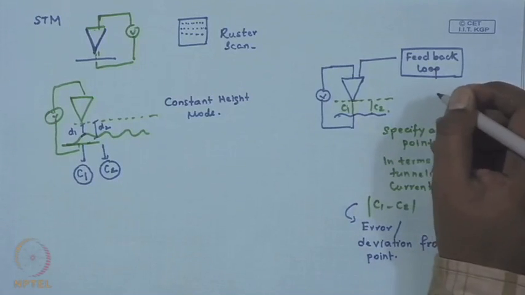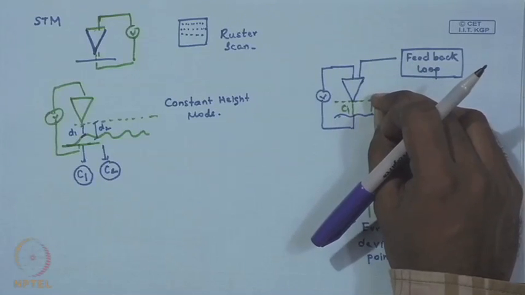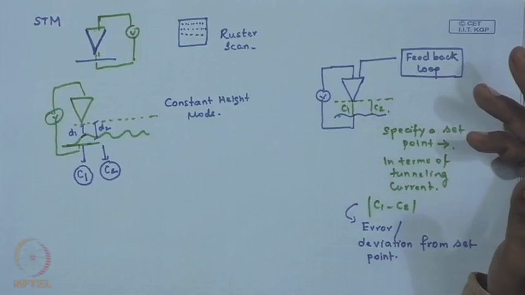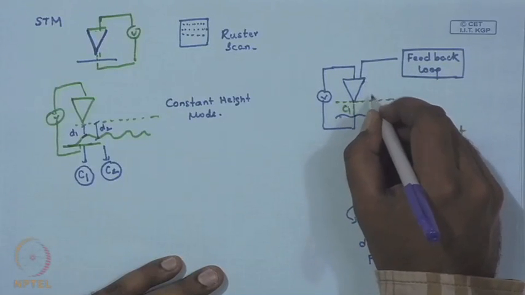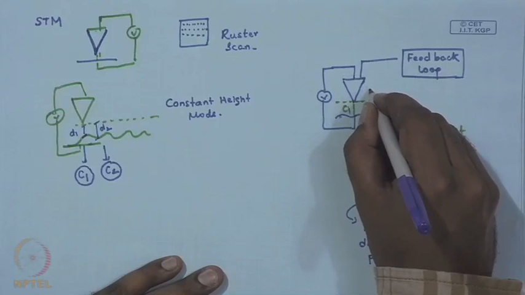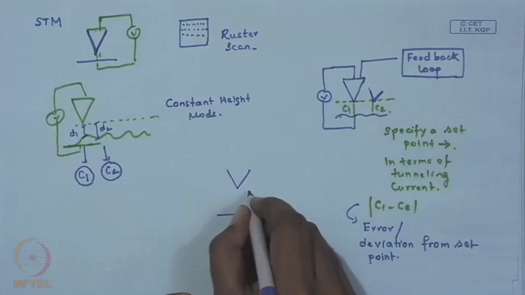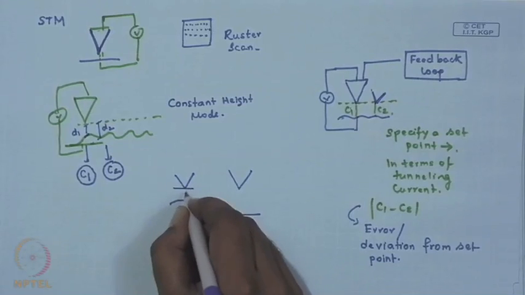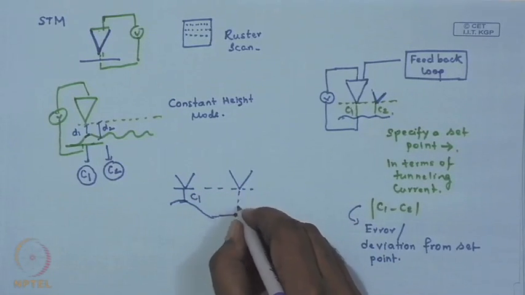This error is now fed to the feedback loop, which then allows the tip to move up or down. How it is moved, we will discuss when we talk about an atomic force microscope, but this error is fed to the feedback loop so that it adjusts the position of the tip. So, let us say this is the set point configuration, the current was C1, it has now gone to the second point, and the distance has increased.